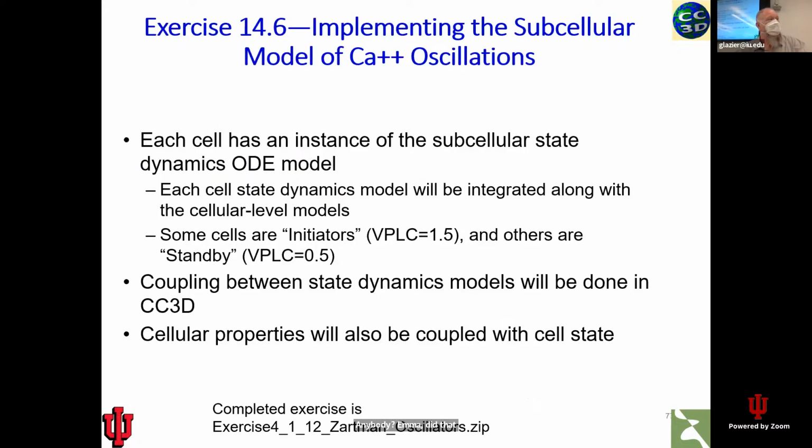Yes. Great. Okay. So now we're going to load that Zartmann model into the cells. Some of the cells are going to be called initiators, and they're going to have VPLC equal to 1.5. They're going to oscillate spontaneously. Other cells are going to be called standby cells. They're going to have VPLC equal 0.5. And then we have to couple the state dynamics of the cells and also the cell properties.